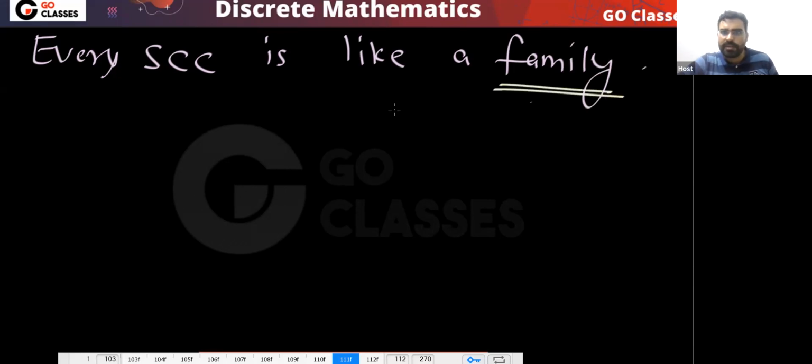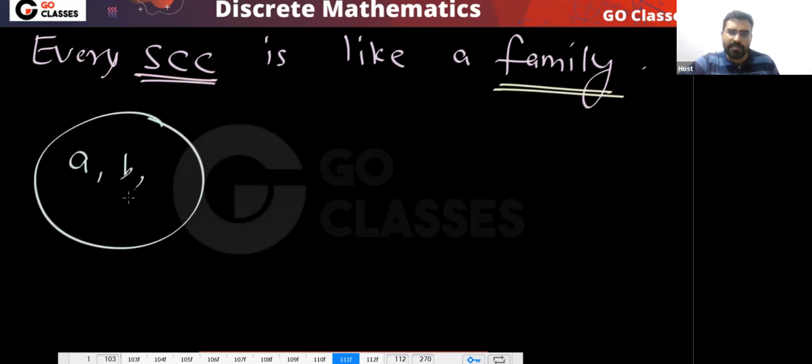Every strongly connected component is like a family. For example, let's assume this is a family: A, B, C, D. They are strongly connected to each other. Yes or no? They are strongly connected to each other, and it is maximal.